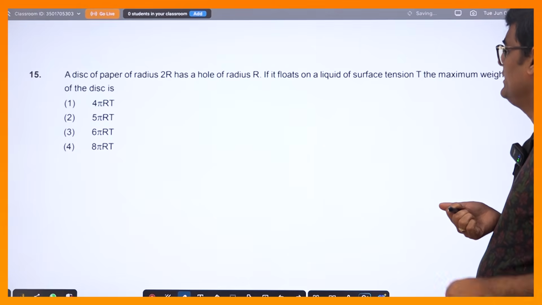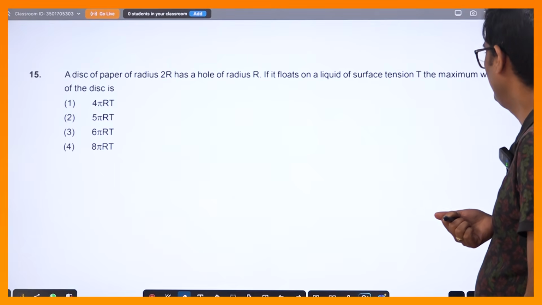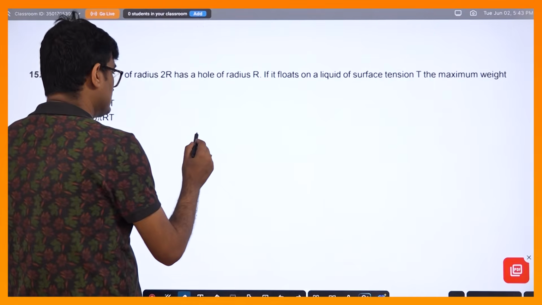A disk of radius 2r has a hole of radius r. If it floats on a liquid of surface tension T, what is the maximum weight of the disk?